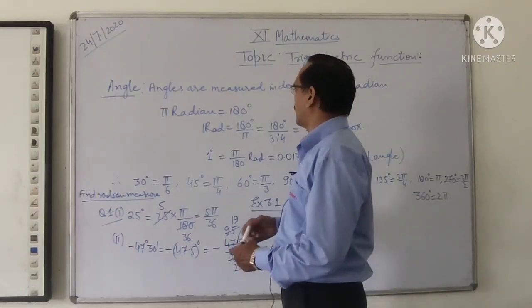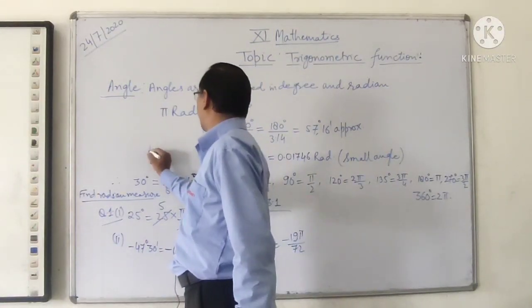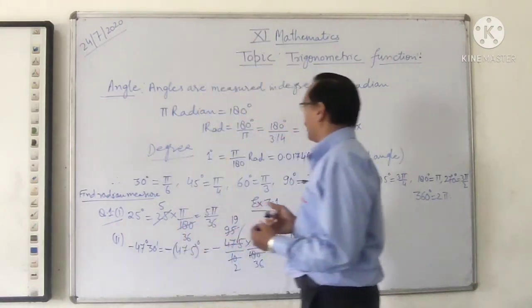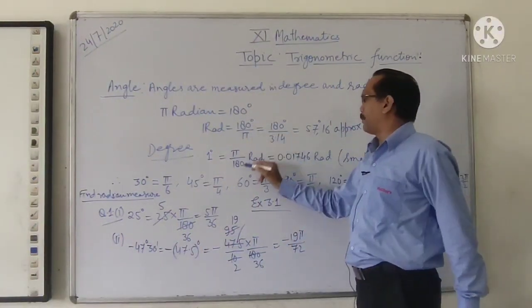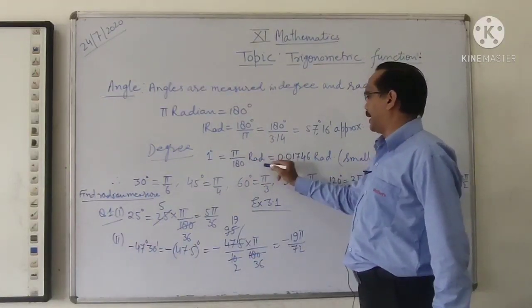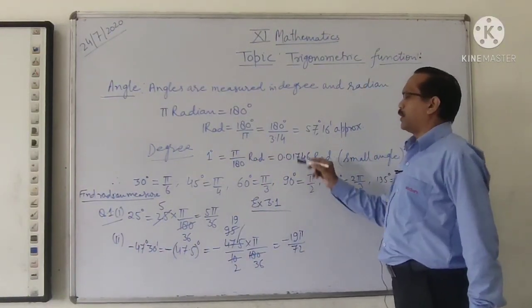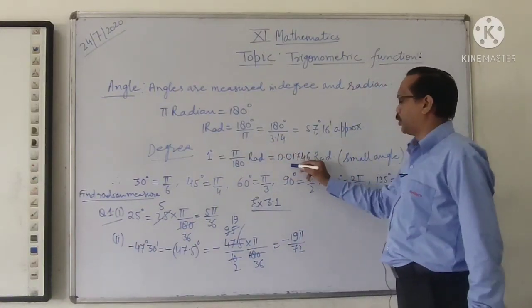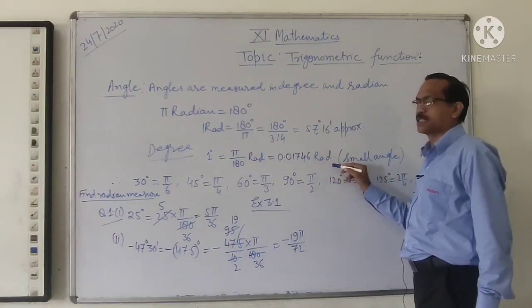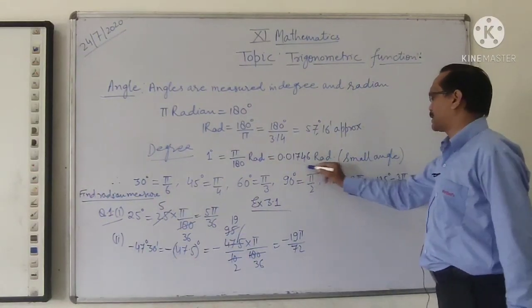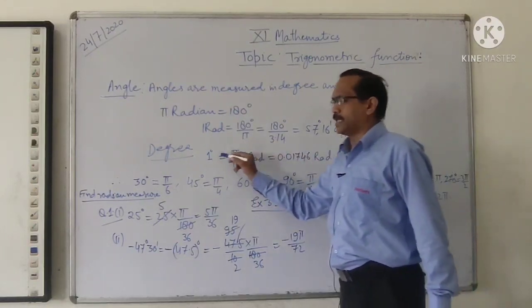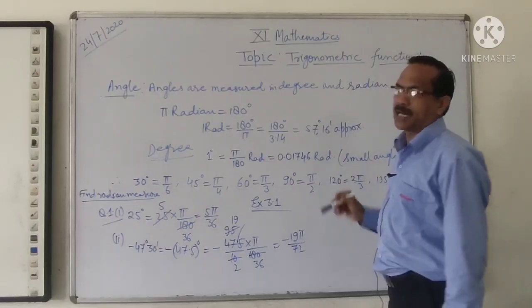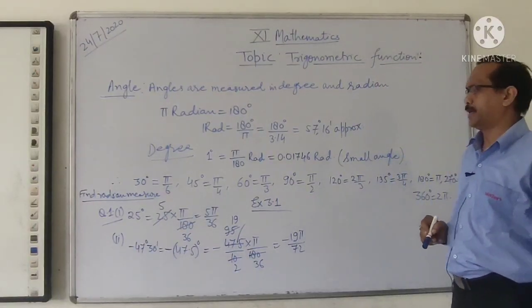Now next is the radian measure of a degree. So 1 degree equals pi upon 180 radian. The value of pi is 3.14 divided by 180. So we will get 0.01746 radian. It is a very small radian. 1 degree is a small angle and 1 radian is not small. It is about 57 degree and 60 minutes.